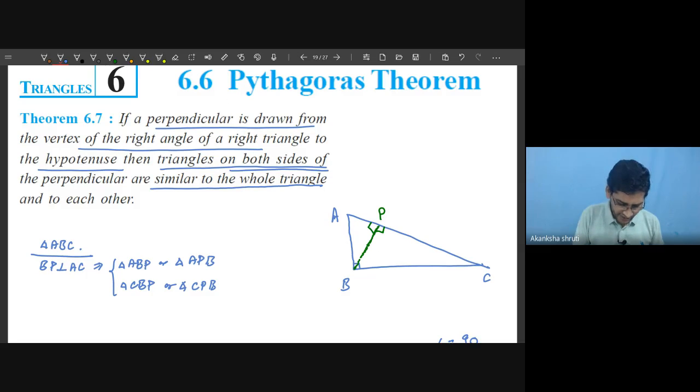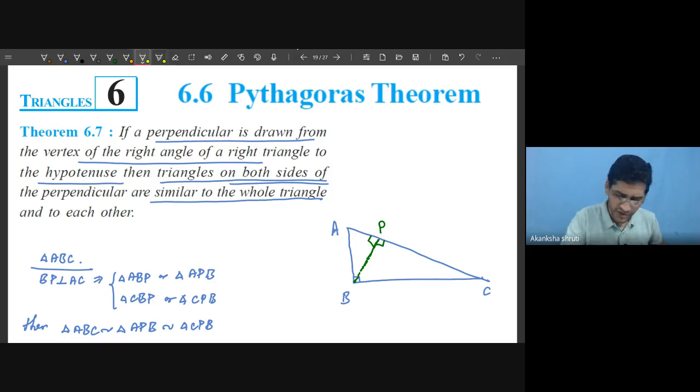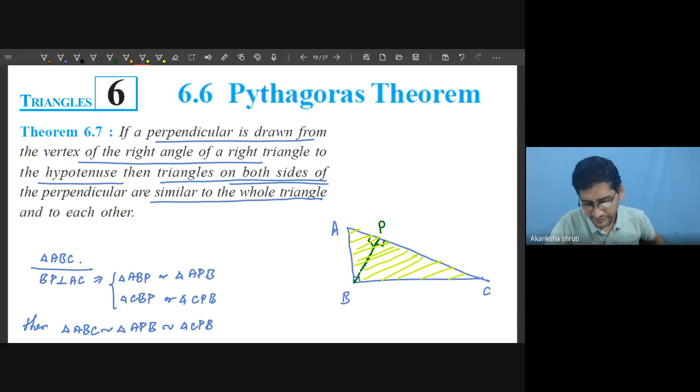So these are the two triangles which are formed. Then triangle ABC, meaning the original triangle, is similar to the two new triangles APB or ABP. This will also be similar to the other triangle CPB or CBP. So what are the two new triangles formed? So I may consider initially the entire original triangle. This is the original triangle. The two triangles which are being formed by drawing the perpendicular BP. So we will focus on only one at a time. Later on we can prove for the other in a similar fashion.